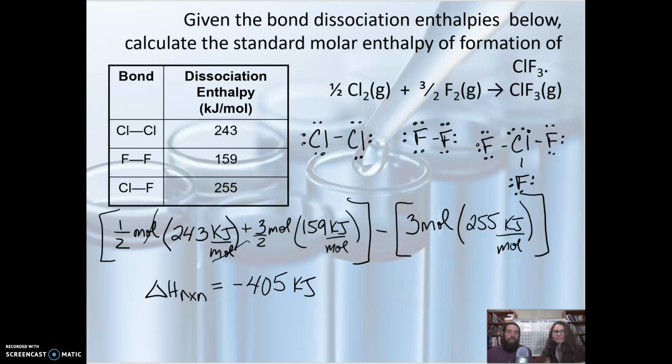Again, looking at bonds, I can say, hey, I've got 3 chlorine to fluorine bonds in this, and then I can go to my chart. I got the 255. I multiply by 3. Bonds broken minus bonds formed. I get a negative delta H. This is an exothermic reaction.